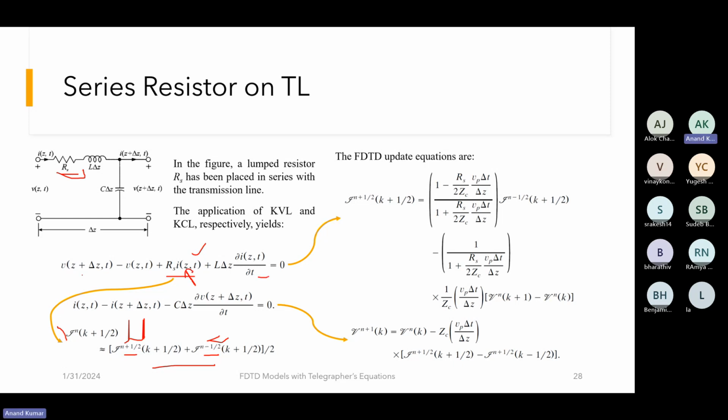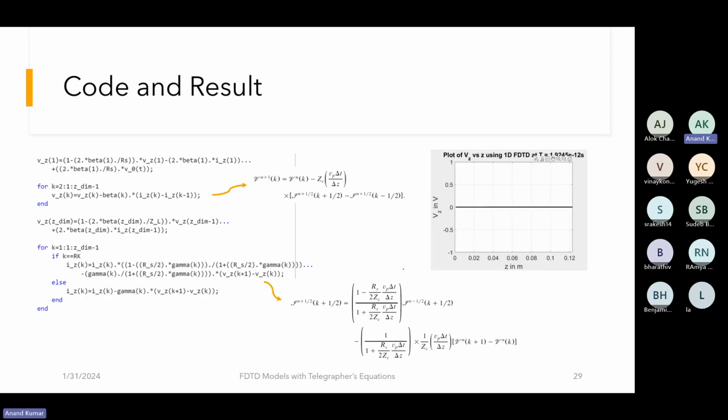And only this particular expression is modified. This expression remains the same. So we have the final difference equation for voltage similar to the regular update equation, and the update equation for current gets modified. Again, we have these huge coefficients, so we just have to write them correctly inside the FDTD code, and that's it. So the voltage expression is not modified, so this particular loop remains the same. The current expression gets modified.